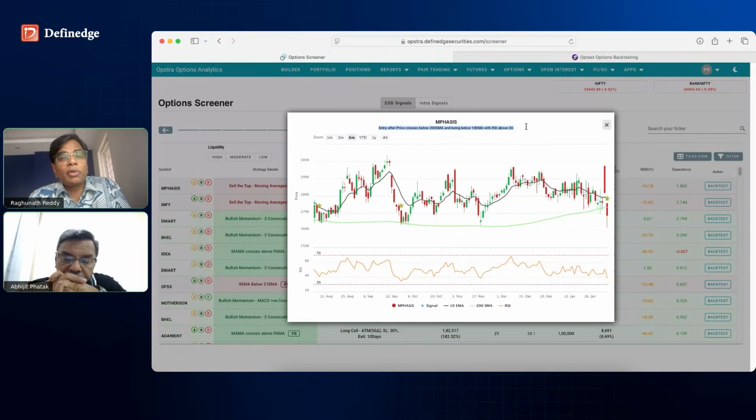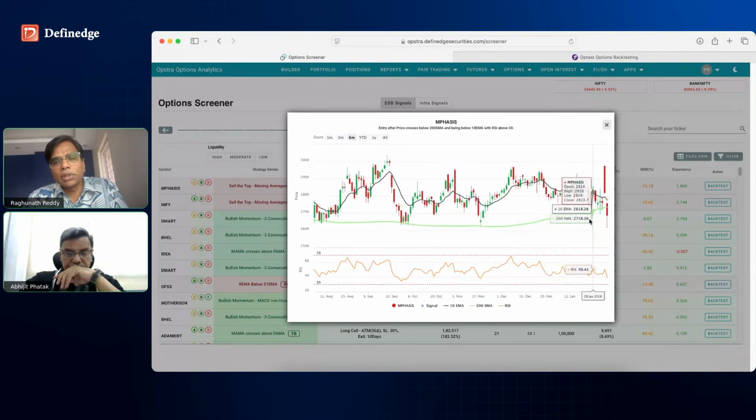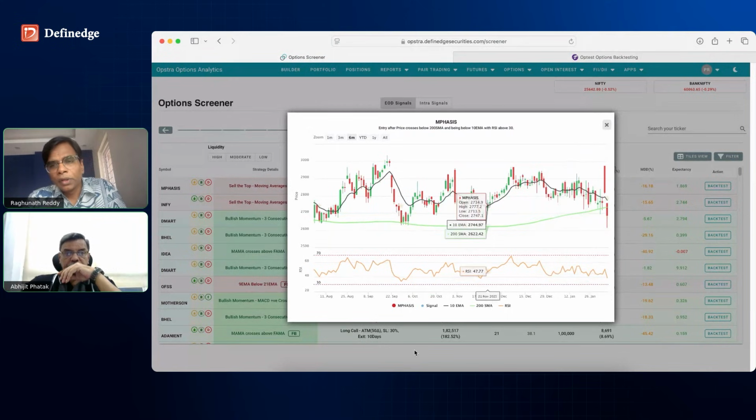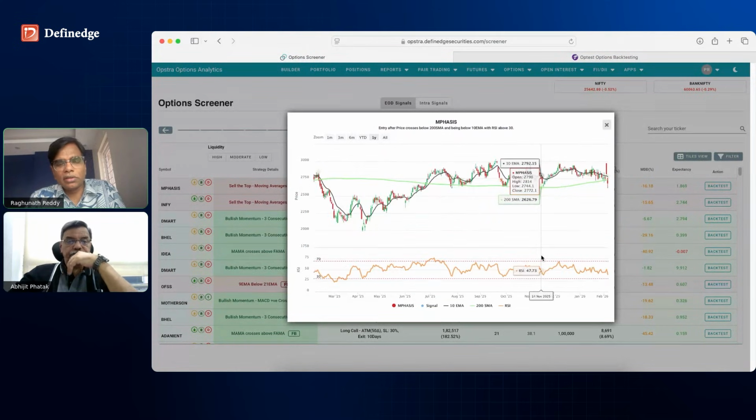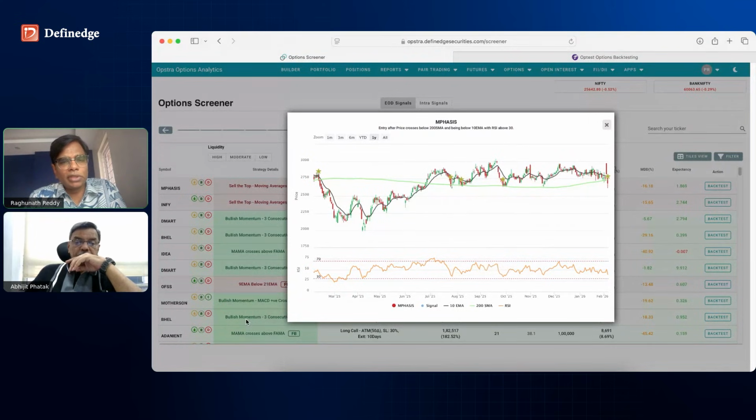Enter after price crosses below 200 SMA, it will be below 10 EMA, and RSI should be above 30. So we show RSI, the 200 SMA and the 10 SMA, which it qualified here. Whenever it qualifies, we show this yellow star. In the last 1 year, you can see it qualified multiple times, here, sell the top, and here, and all those things. You can go up to 5 years in this case.